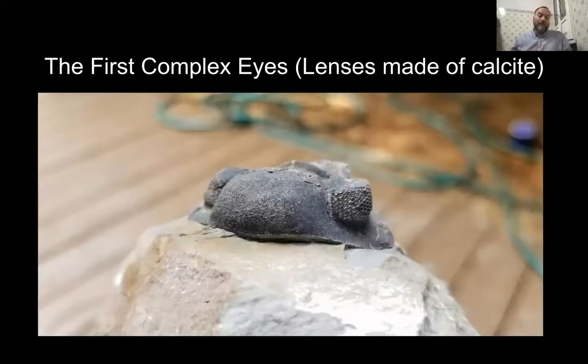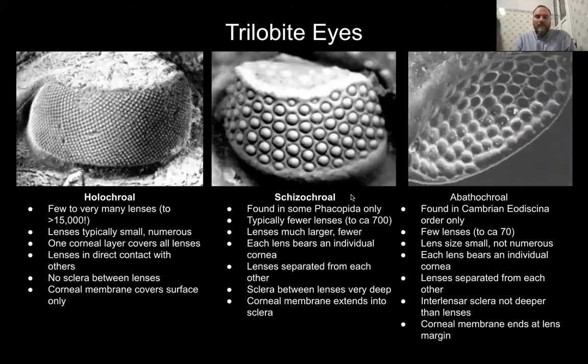To me, the most interesting part of their morphology is their eyes. Trilobites had their first complex eyes, and they were comprised of these many different facets of calcite. And it ranges from holochroal on the left, meaning up to 15,000 separate lenses, and their brains somehow combined those into a single picture. Schizochroal, that's up to 700 lenses per eye. And then abathochroal, and that's fewer lenses, maybe up to 70.